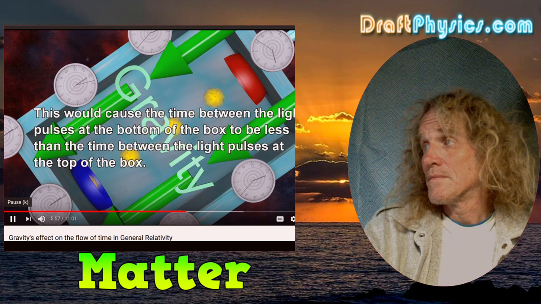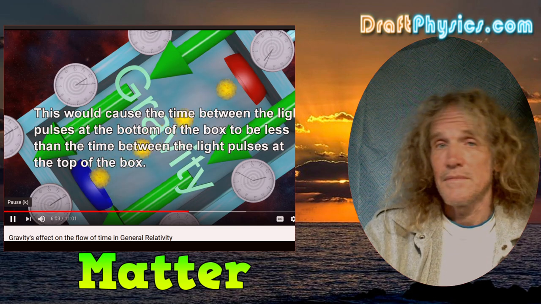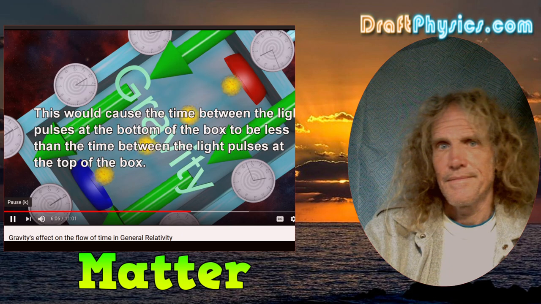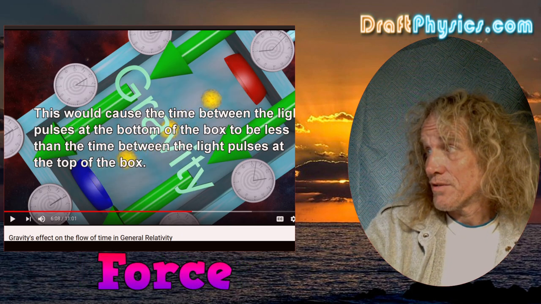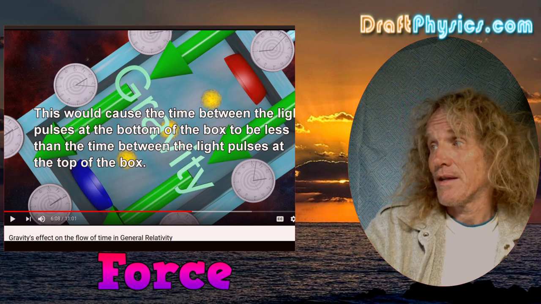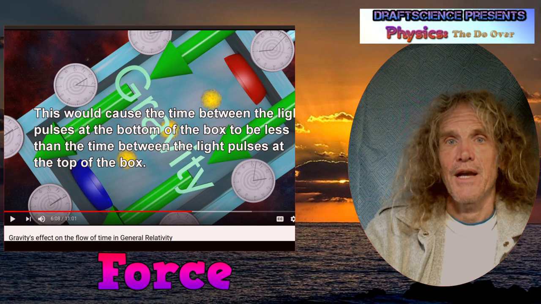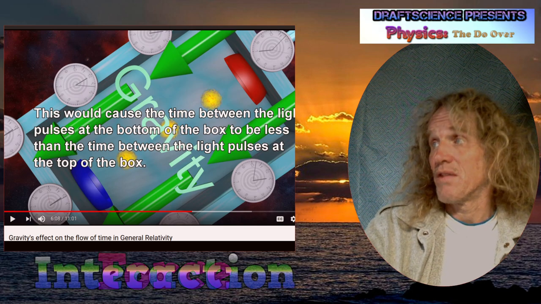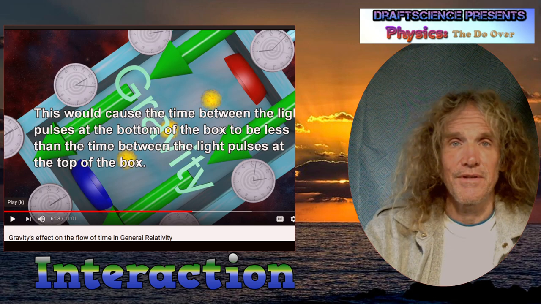This would cause the time between the light pulses at the bottom of the box to be less than the time between the light pulses at the top of the box. See, that's assuming that the gravitational pull is different at the red end than it is at the blue end, based on the fact that we are going, like I said, almost the speed of light would be the only place you could get those differences.